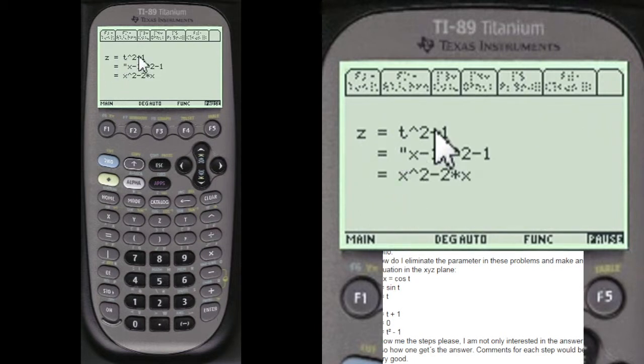Let's do it for z. Here's the z equation. You're going to put x minus 1 for t in here. And the answer is x squared minus 2x. So z is the answer, eliminating the parameter for z. Okay. Now, how you use that, the professors seem to forget about making it practical or interesting in their teaching.